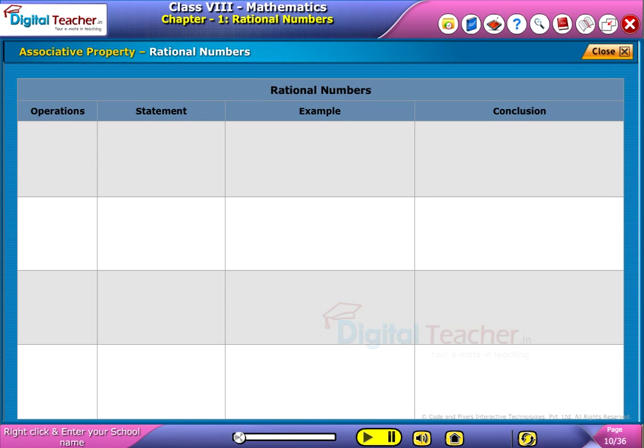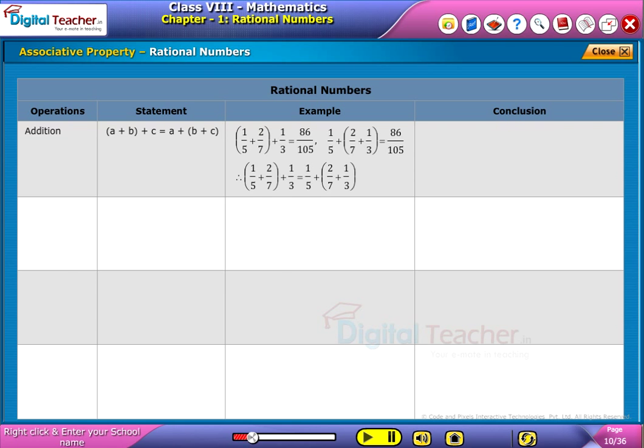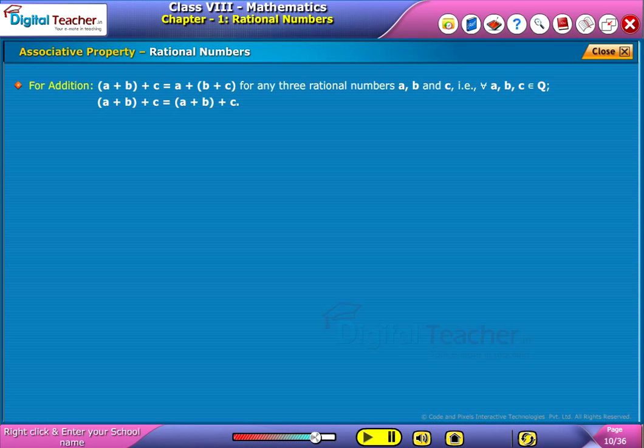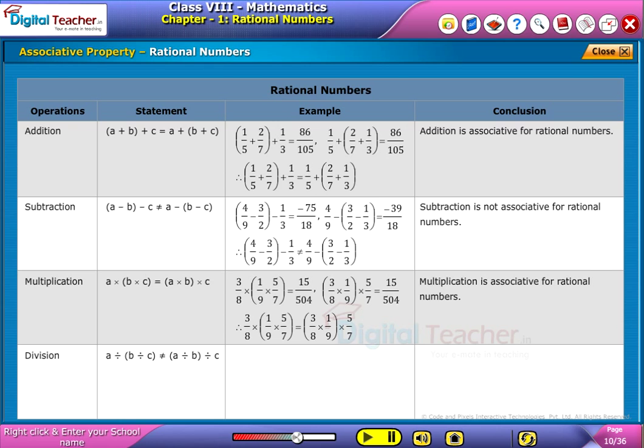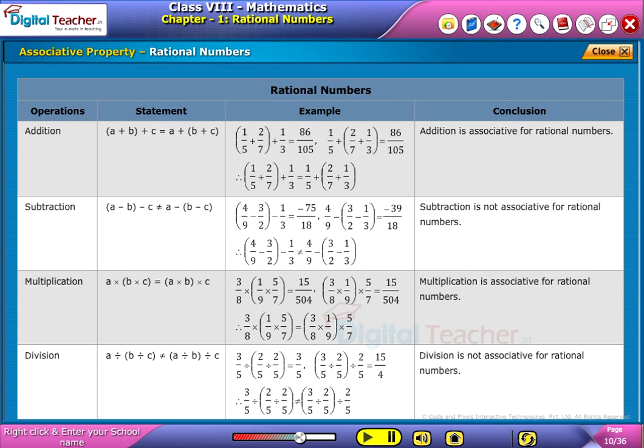Let us see the associative property of operations on rational numbers. Belongs to Q. Its example is as shown on the screen. It concludes that division is not associative for rational numbers.